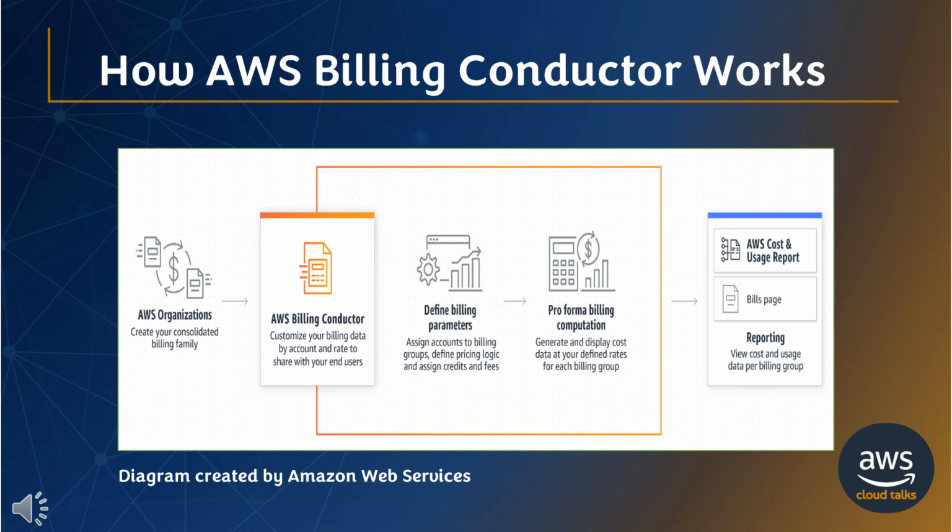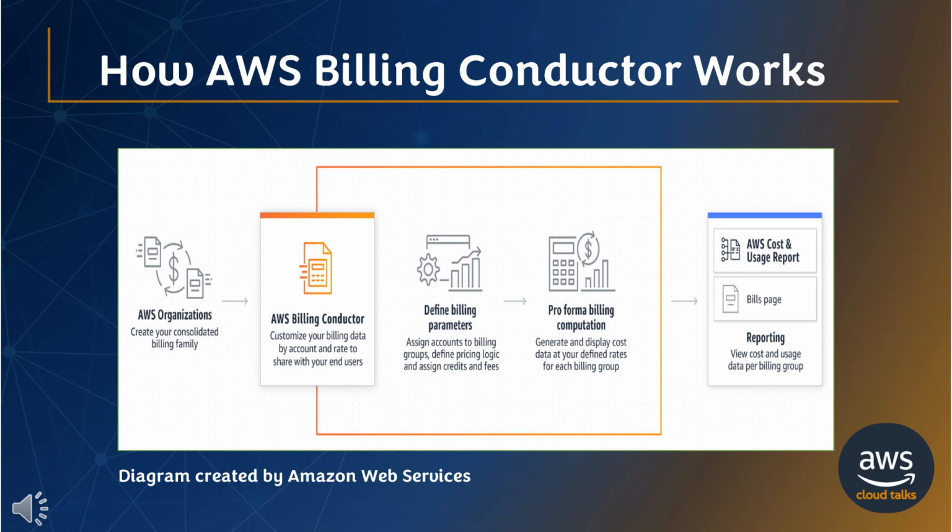Excellent. Now let's see how AWS Billing Conductor works in an application environment. AWS Billing Conductor is a customizable billing service. It allows you to customize your billing data to match your desired showback or chargeback business logic. To start, you map your accounts to billing groups which are mutually exclusive. You can then define the billing parameters for each group, such as pricing rules and custom line items.